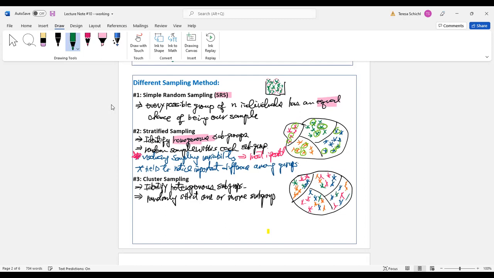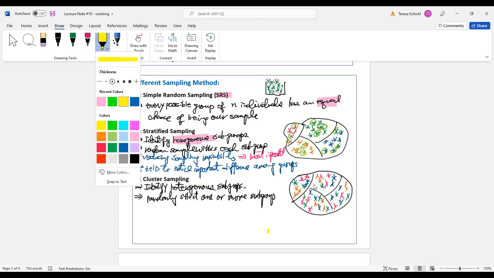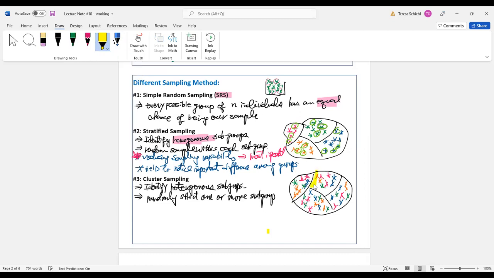You see the differences between these 2 samplings. For these, you identify the heterogeneous subgroups, then you randomly pick one, or if you have a large population, you might pick 2. Because this heterogeneous subgroup will cover all the different freshmen, sophomores, juniors, and seniors, you randomly pick one, and then you take the sample within that group. You see the colors here? That's what we call the heterogeneous subgroup.